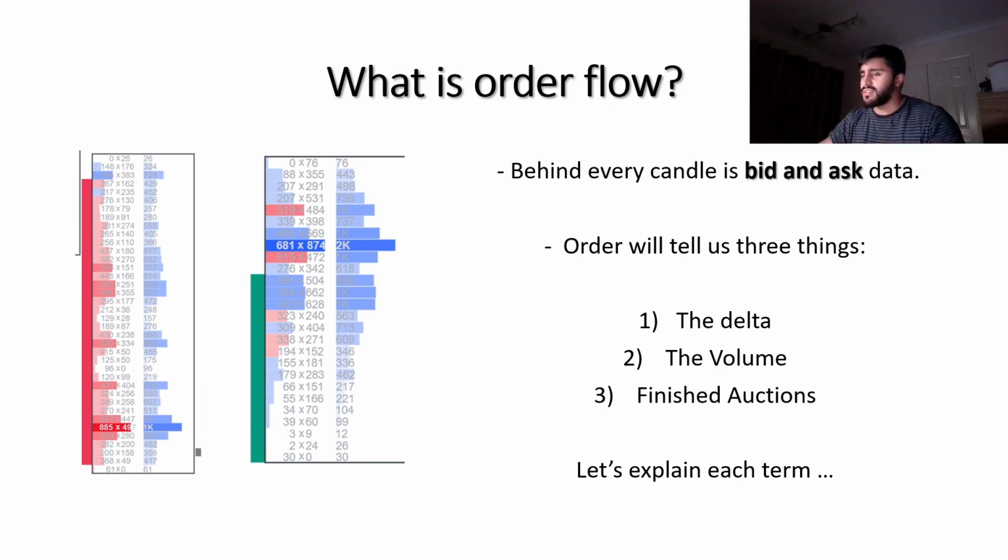So remember, the market is simply an auction between buyers and sellers. It is an auction, and auctions will only have buyers and sellers in the market. Our job is to read and understand the auction in terms of the delta, the volume, and finished auctions, which is what we're going to get into now. But for basic knowledge, I want every trader to take away from this slide the fact that the bid and the ask is the only thing you need to be profitable as a trader.